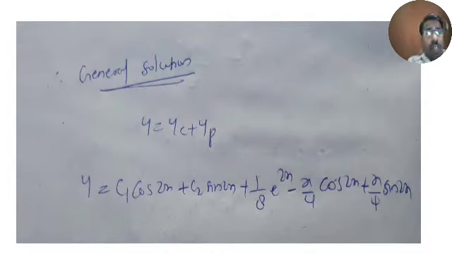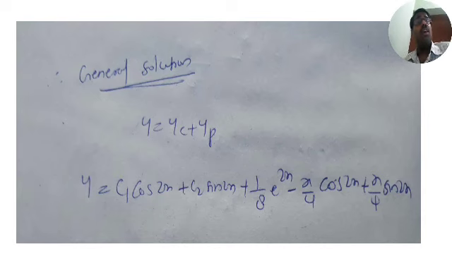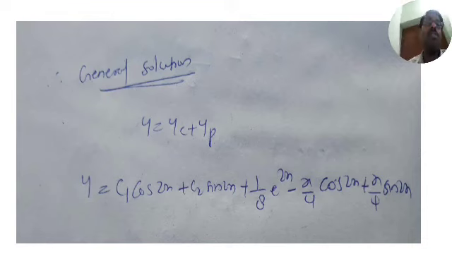Therefore, what is my general solution? The general solution is y is equal to yc plus yp. So that is y is equal to c1 cos 2x plus c2 sin 2x plus 1 by 8 into e power of 2x minus x by 4 into cos 2x plus x by 4 into sin 2x. Thus this is my general solution for the given third non-homogeneous differential equation, which is a combination of methods.